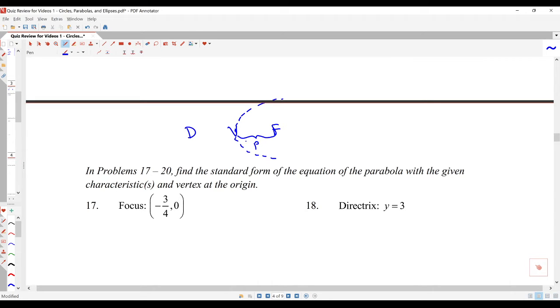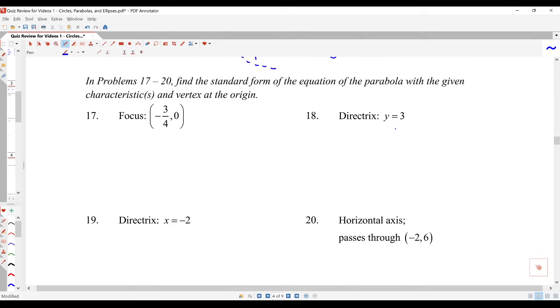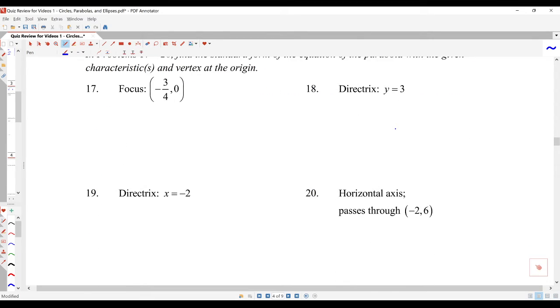So if P is positive, it opens right or up. If P is negative, it opens left or down. And remember, if it's x squared, it's going to open up or down. And if it's y squared, it's going to open right or left. Okay, so with that in mind, let's jump into these four problems here, 17 through 20.